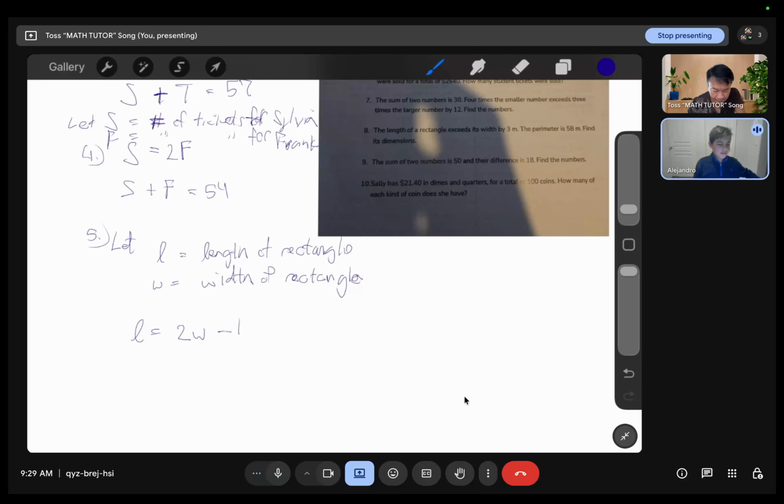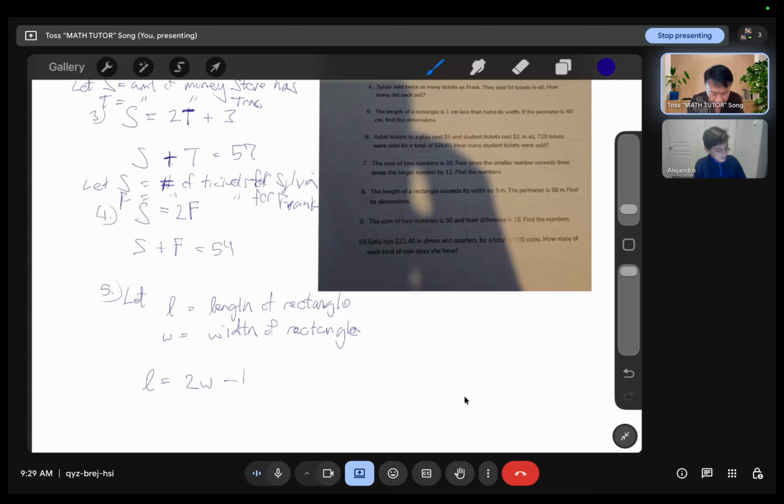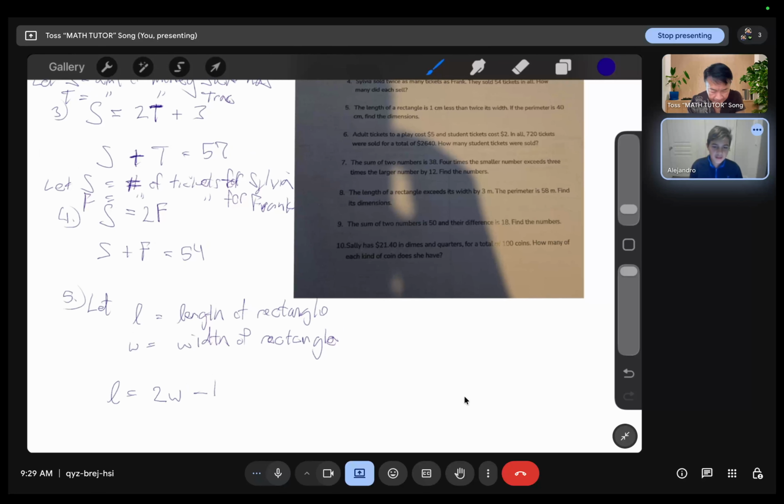Sorry, number 5. If the perimeter is 40 centimeters, find the dimension. But you still have to come up with the second equation with L and W in it, and 40.